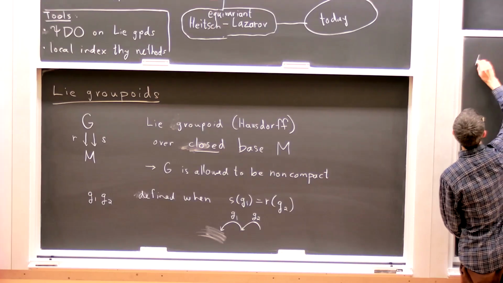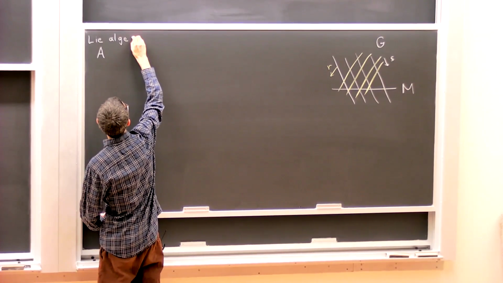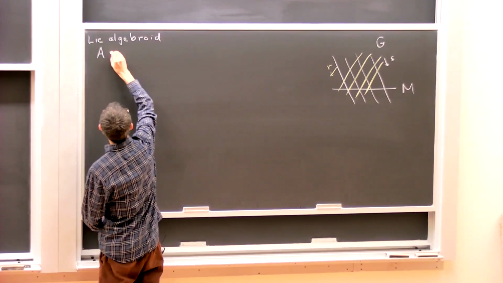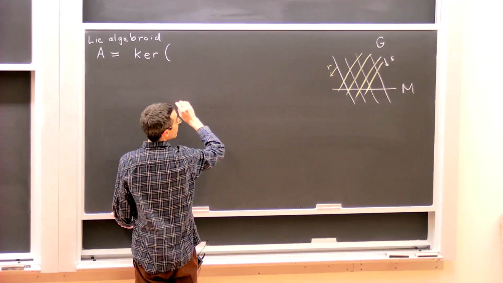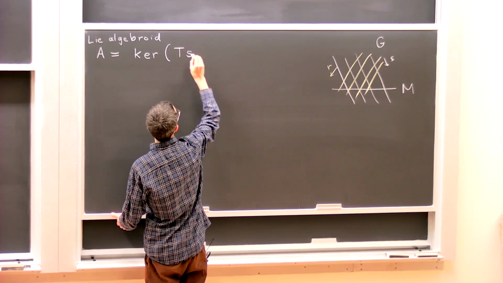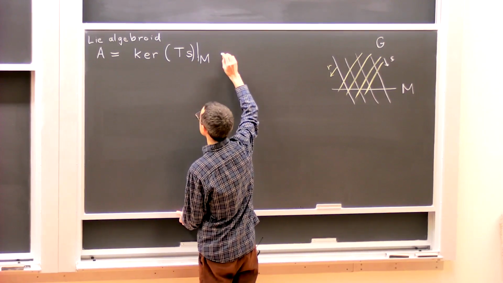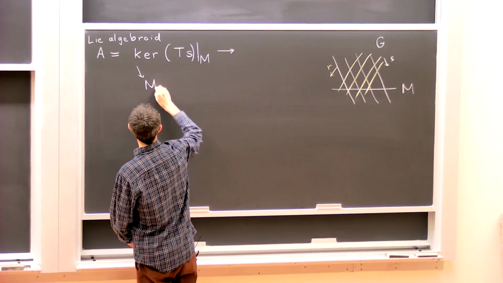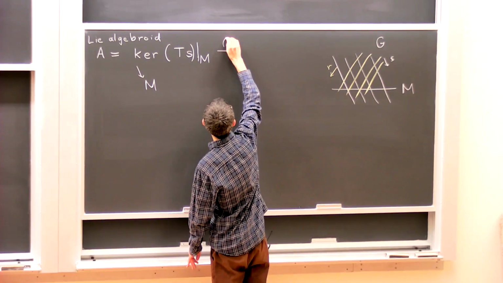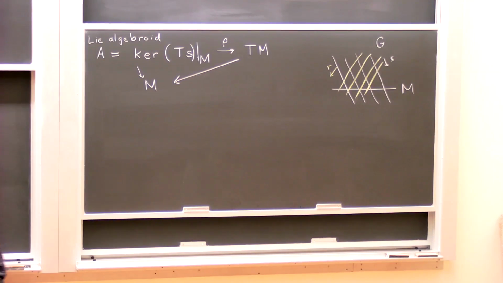The Lie algebroid. So a Lie groupoid has a Lie algebroid. It's going to be the kernel of the differential of the source map restricted to the unit space. So this is a vector bundle over M. And it comes with an anchor map to TM. So the diagram is like that, and I'll carry this with me.